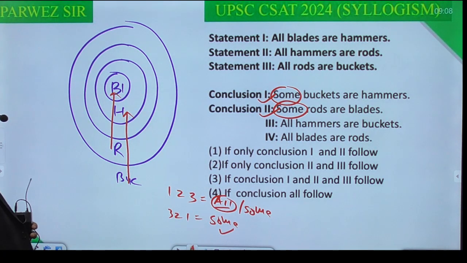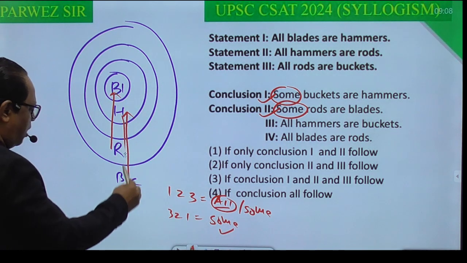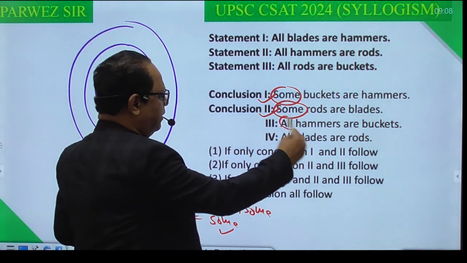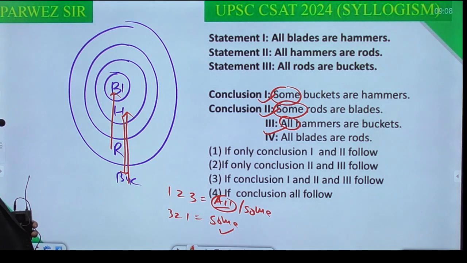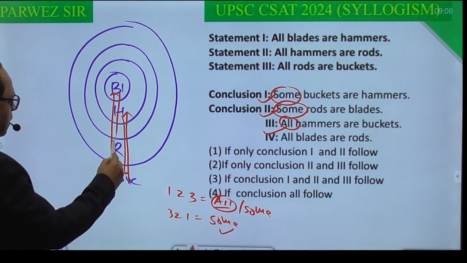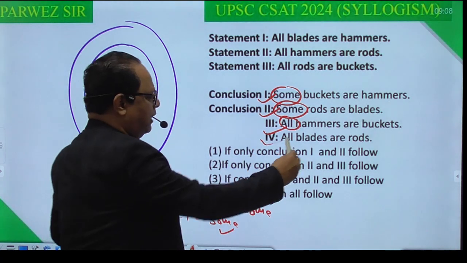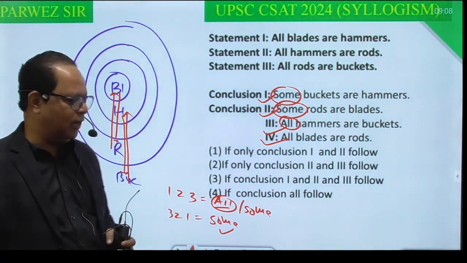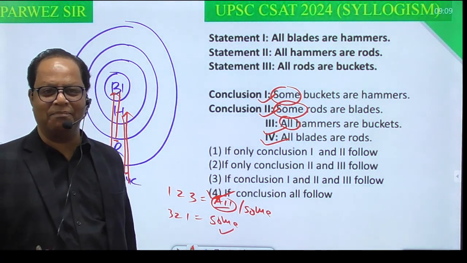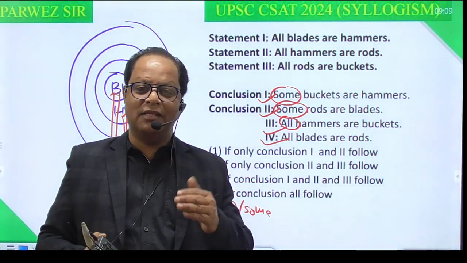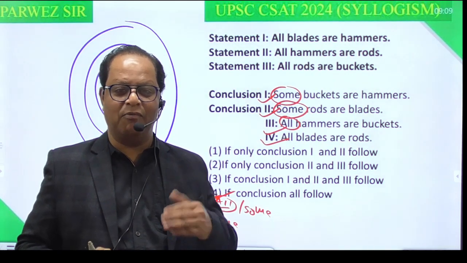All hammers are buckets. From inner to outer side, "all" will hold, so make sure the third option is right. And yes, all blades are rods. Moving from inner to outer side, "all" will be right. So all follows here, which is given in the fourth option, and this is your answer. This is the process to find the answer that I want to share with you.